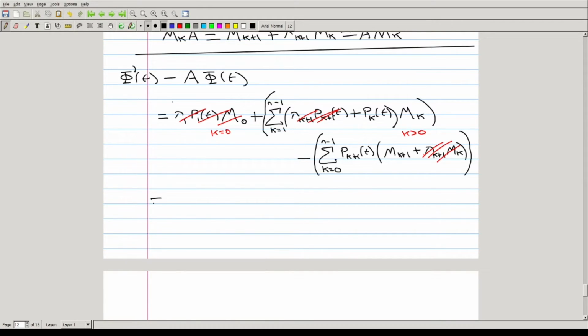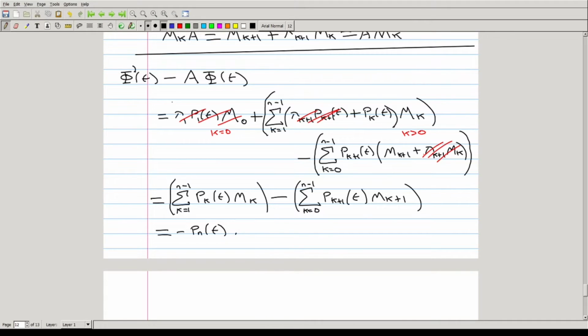So what we're left with is the summation from k equals 1 to n minus 1 of pk of t times mk, minus the summation from k equals 0 to n minus 1 of pk plus 1 times mk plus 1. And writing these two sums out gives us a whole other number of cancellations. In fact, the only term that's left over is negative Pn of t times Mn.